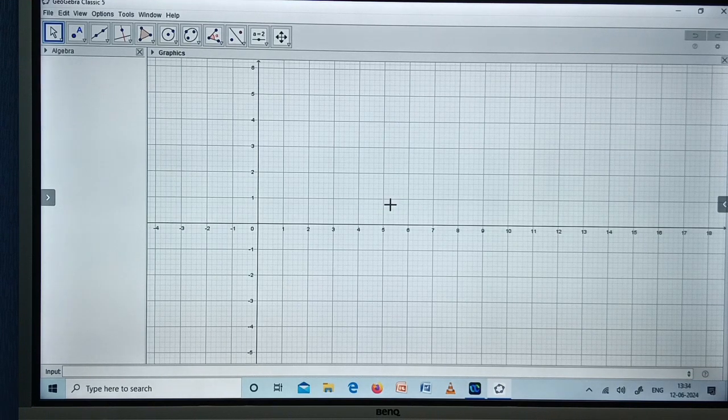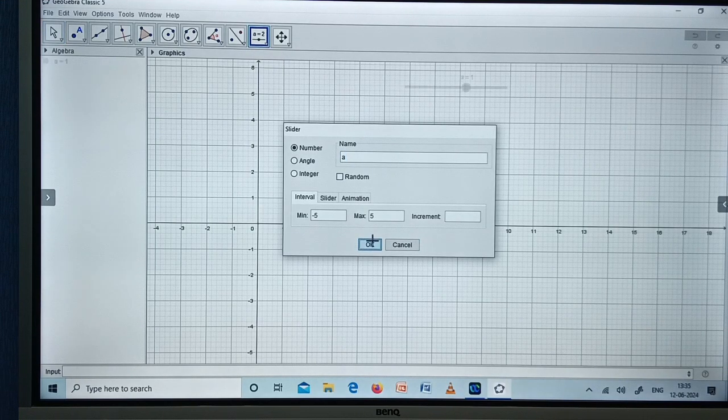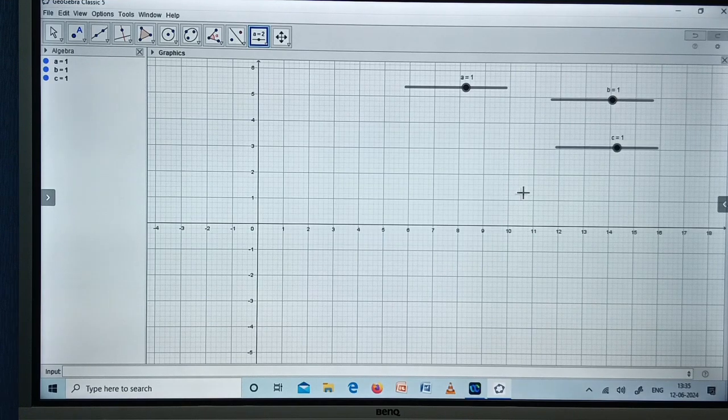So what is a general formula for a cubic polynomial? ax cube plus bx square plus cx plus d. Cubic polynomial means the degree of the polynomial must be 3. What is degree? The highest power of x. So I need 4 sliders for a, for b, for c and for d.